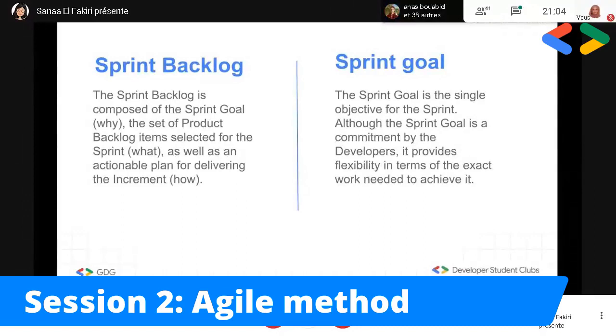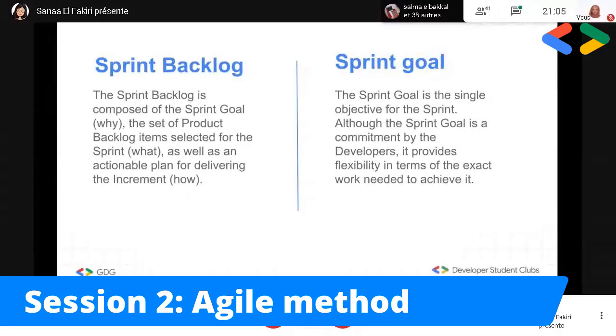Also, we're going to talk about the commitment of the sprint backlog, which is the sprint goal. It's pretty much the same thing as the product goal, but this time it's for the sprint backlog. The sprint goal is the single objective of the sprint. It's the goal of the sprint. What are we going to achieve through this sprint? Some goal.